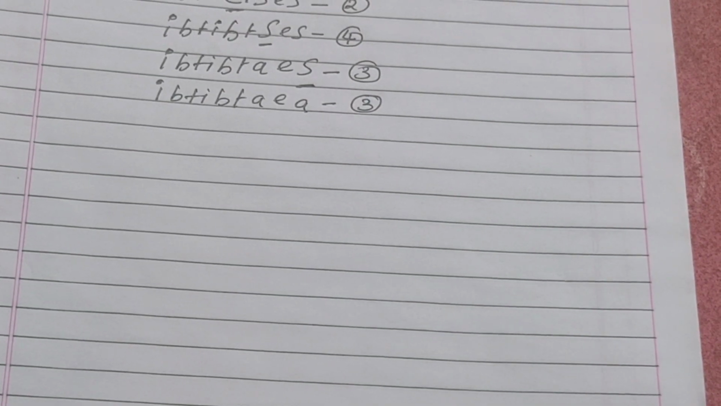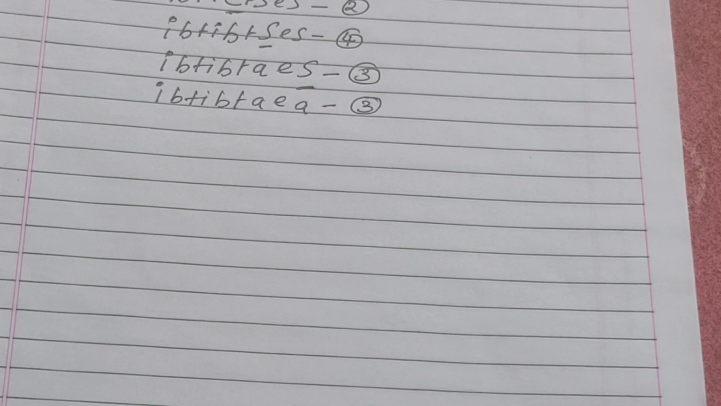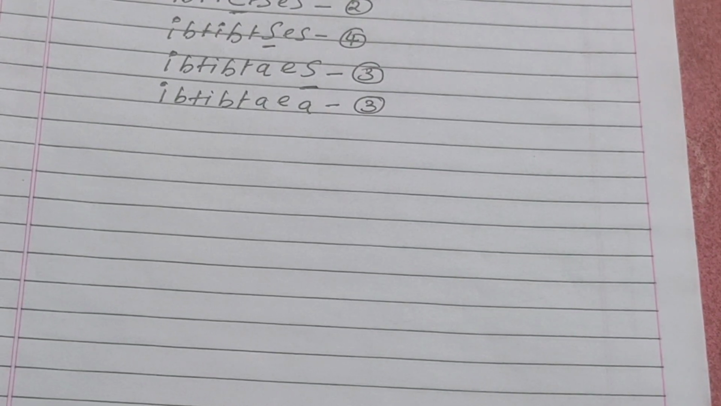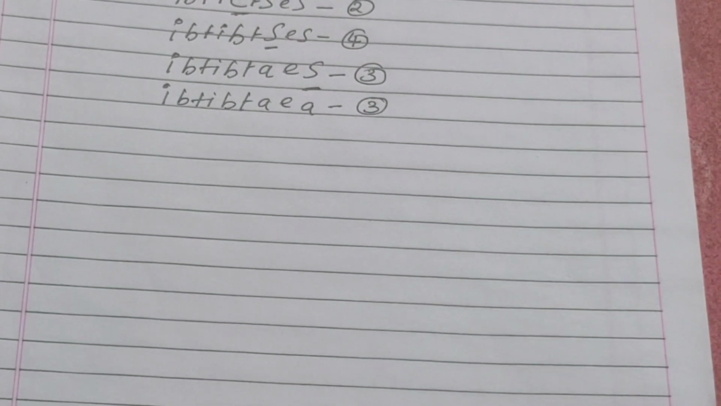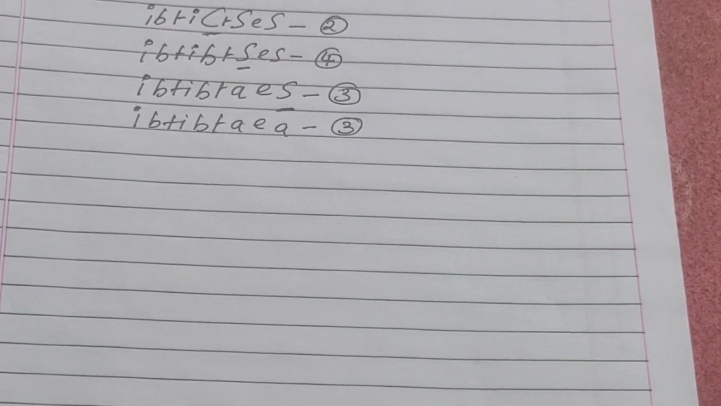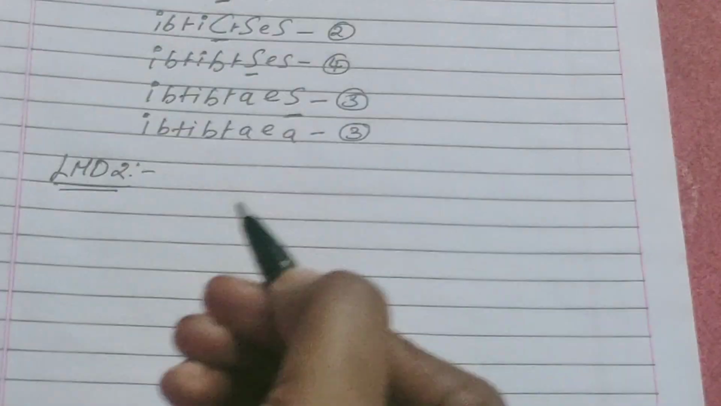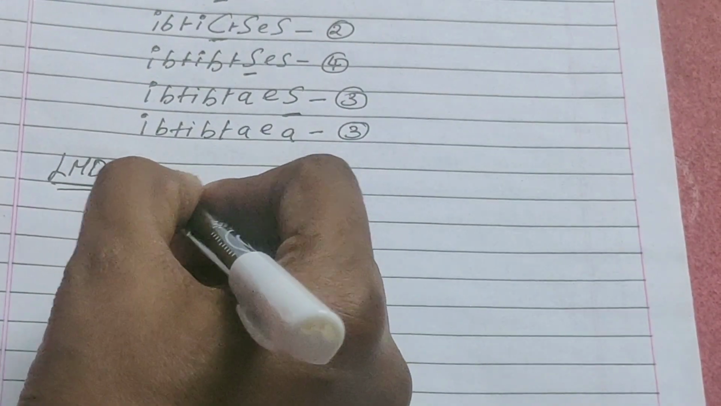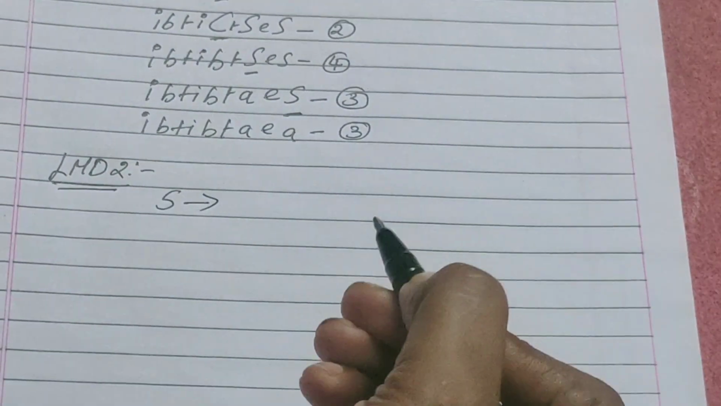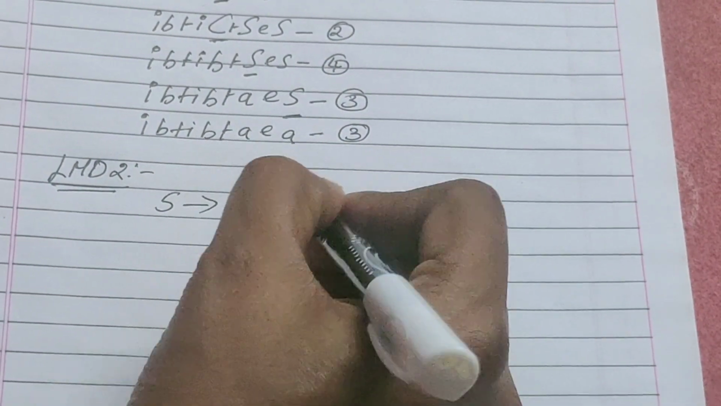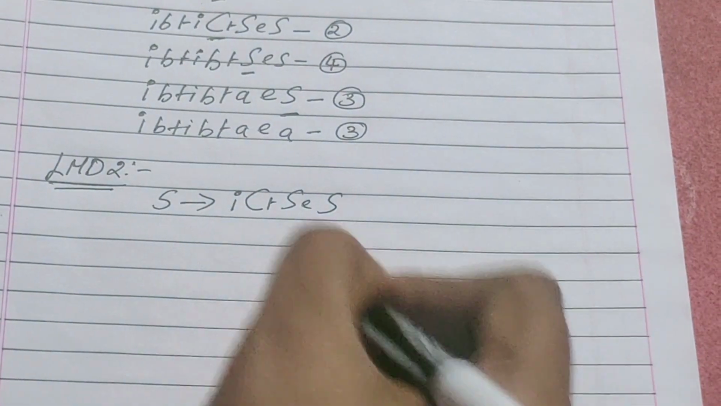So now for the same string, I'm going to find another way of derivation. Another way of derivation need not be RMD. It can be another LMD also. So let me show you how to do that. Now again I stick to LMD, but LMD2, leftmost derivation, the second method. As usual, let me write the start symbol. Now instead of selecting the first rule, I go with the second rule, ICTSES.